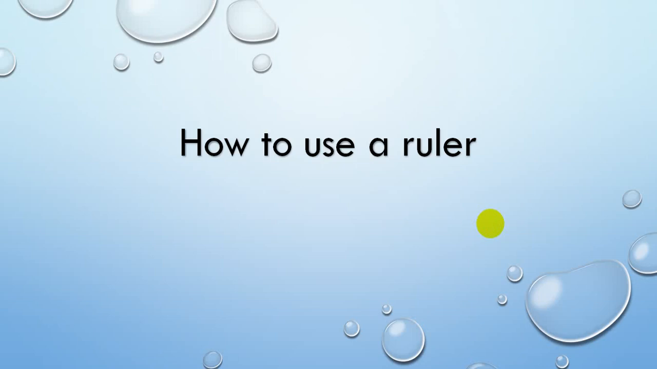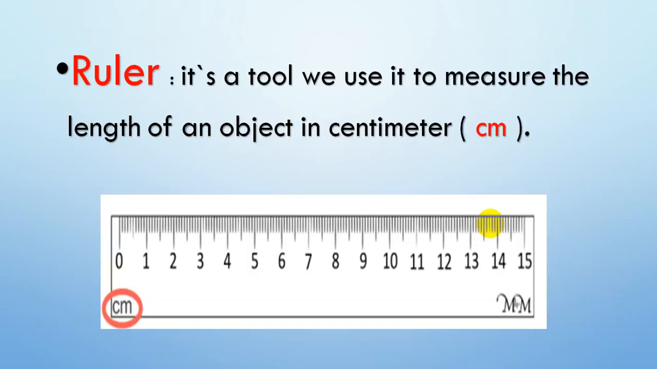Today we will talk about how to use a ruler. I think all of you know what a ruler is, and all of you have it in your pencil cases. As you can see here, I have a picture of a ruler. Can you see what the starting number is here? Yeah, it's 0.